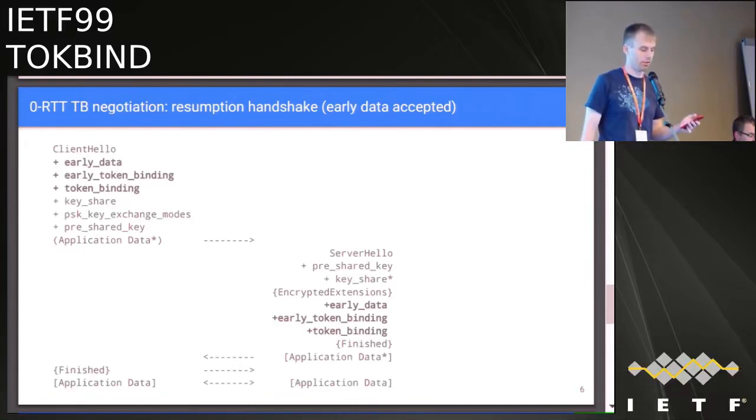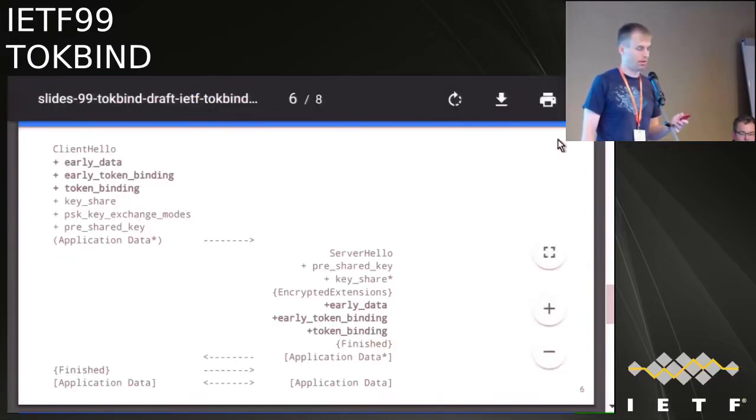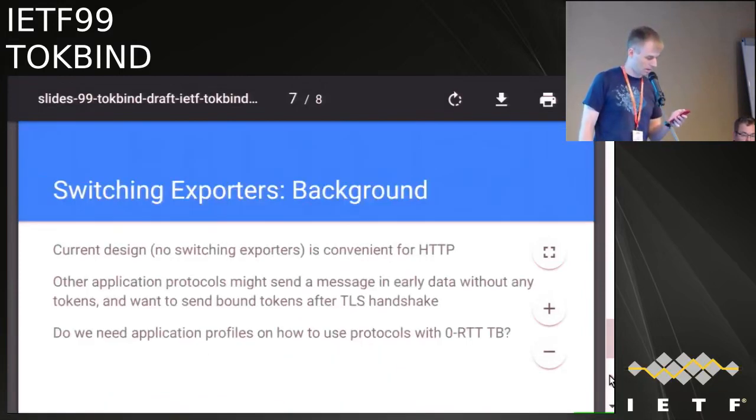If the server were to send early data and token binding, then the client would be well within reason to terminate the connection for the server sending an invalid combination there. So I think that these client and server processing rules, which are explained much better in the draft, make it very clear when zero-RTT token binding isn't being done. Okay, next slide.